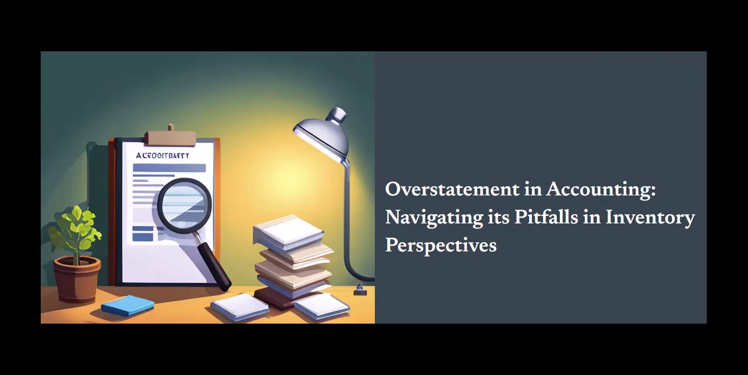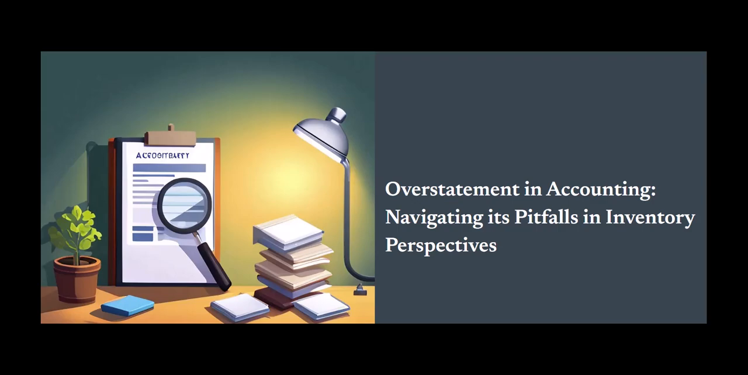This can happen for a variety of reasons. Maybe it's a simple data entry error, or perhaps it's a more serious case of intentional manipulation. Either way, the consequences can be disastrous. First, let's talk about the unintentional overstatements. These often stem from common mistakes, miscalculation, misunderstandings of accounting principles, or even just plain old data entry errors.